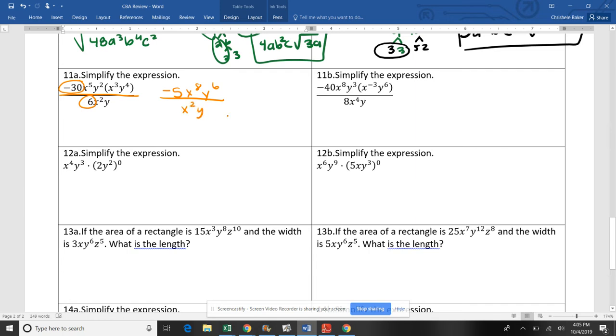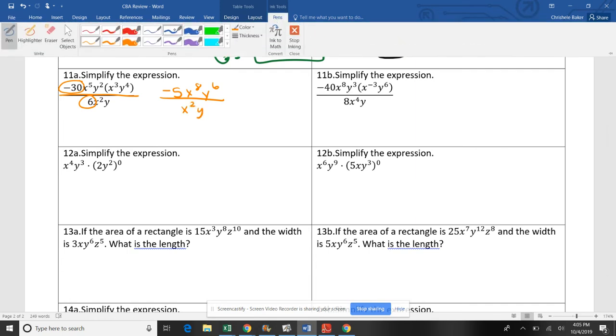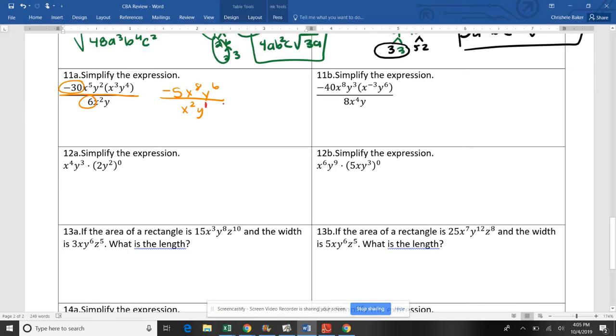Then we have the x squared y in the denominator. Really, I need to know that this is y to the 1st. When I'm dividing, I'm actually subtracting exponents, like y to the 6th divided by y. There are 5 left. 8 minus 2 is 6. And now I don't even have anything left in my denominator. Everything's in the numerator. 8 minus 2 is 6. 6 minus 1 is 5. And then I have that negative 5 from dividing my coefficients.